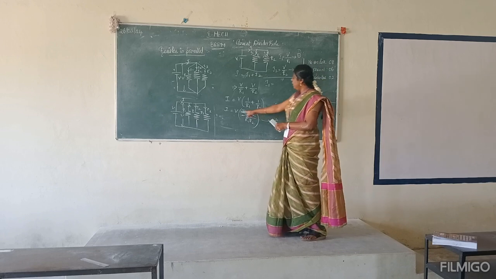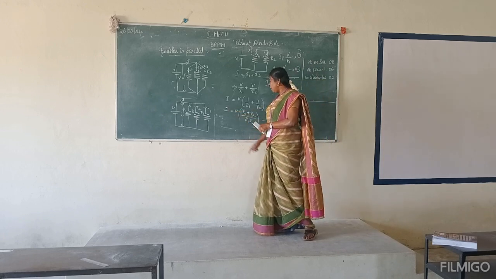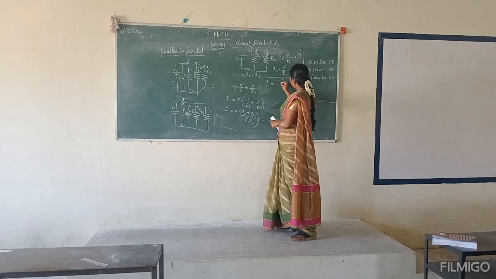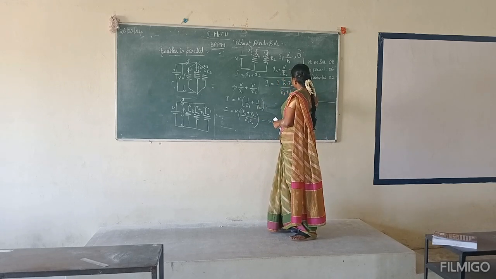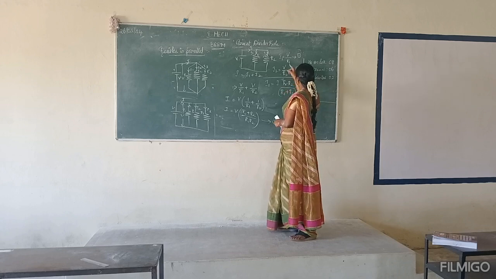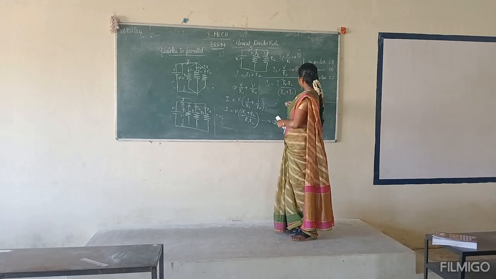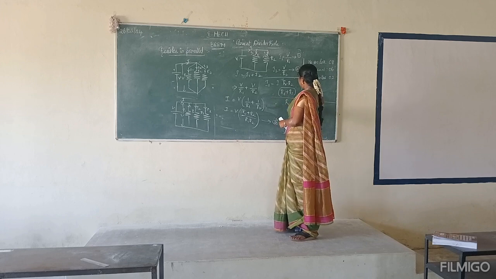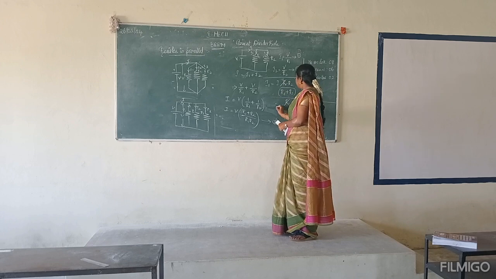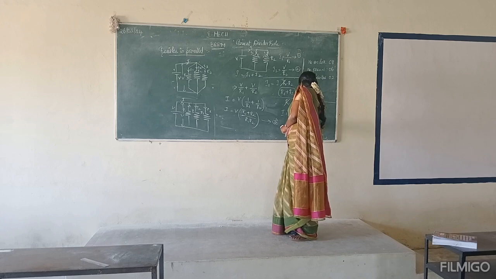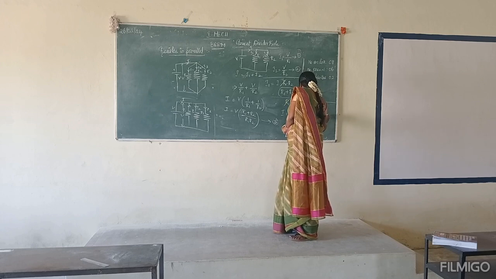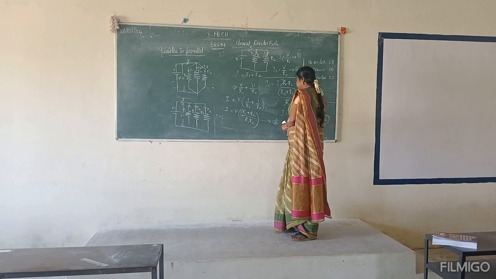In the place of V, you substitute I into R1 into R2 divided by R1 plus R2, and I have divided by R1, right? So divided by R1. R1 will get cancelled. So I1 is equal to I into R2 divided by R1 plus R2. This is taken as equation number 4.